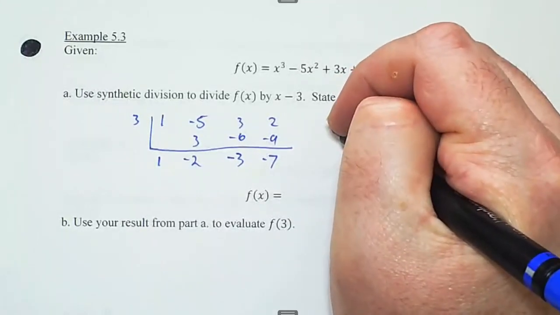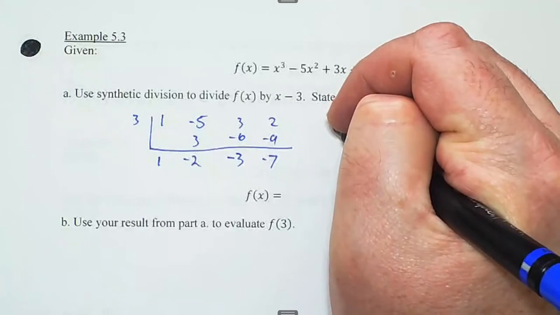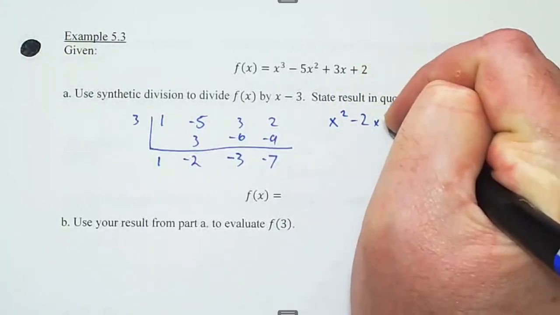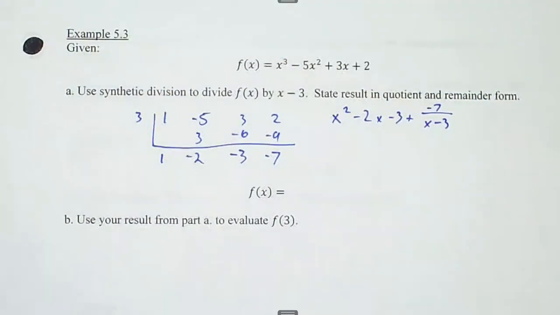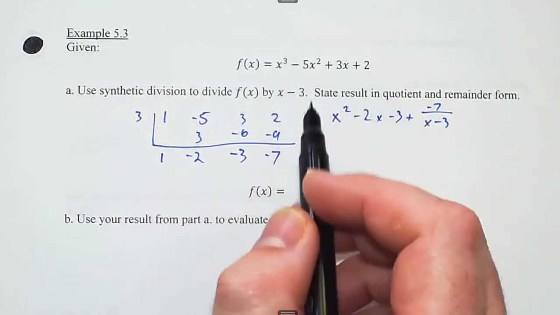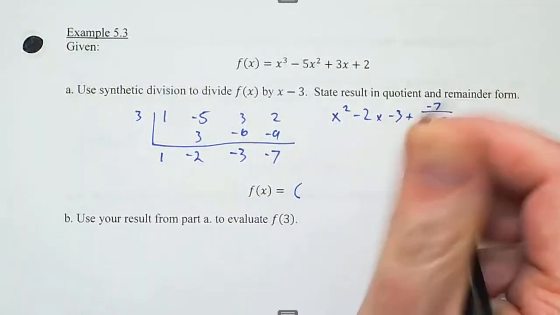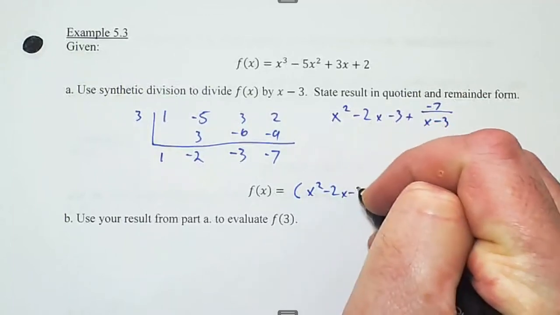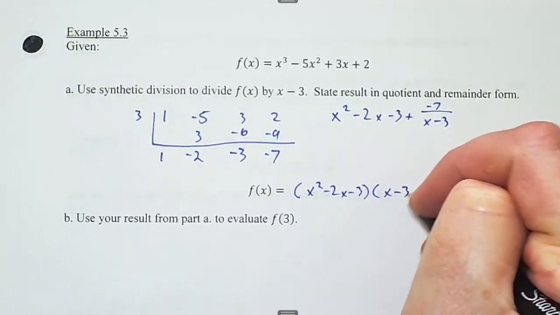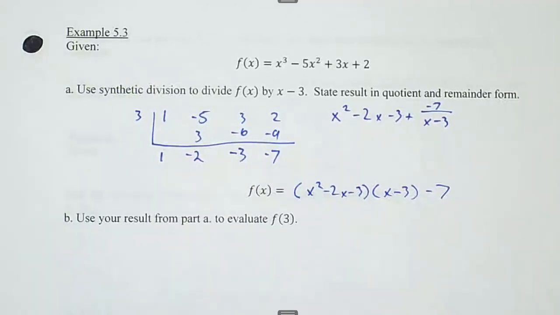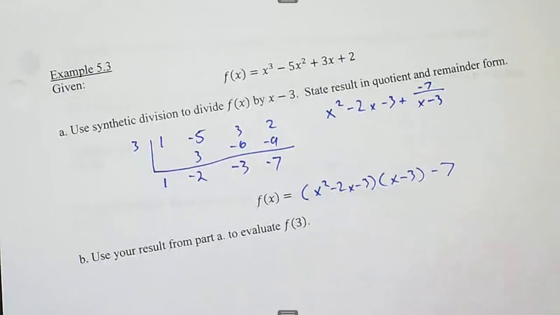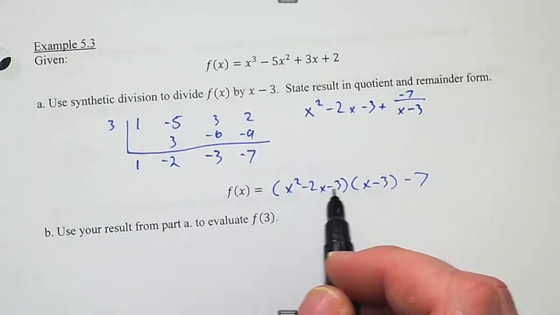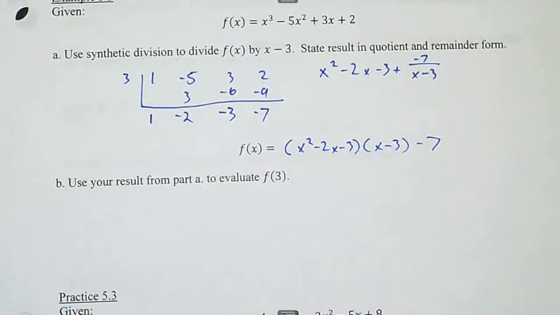You know, in standard form of describing the answer, we would say this is x squared minus 2x minus 3 plus the remainder over the divisor. But I can also say that since we divided f of x by x minus 3, this must equal the quotient, x squared minus 2x minus 3, times the divisor plus the remainder. So that's another way for me to describe f of x, that f of x can be written out like this. Let's use our result from part A to evaluate f of 3.